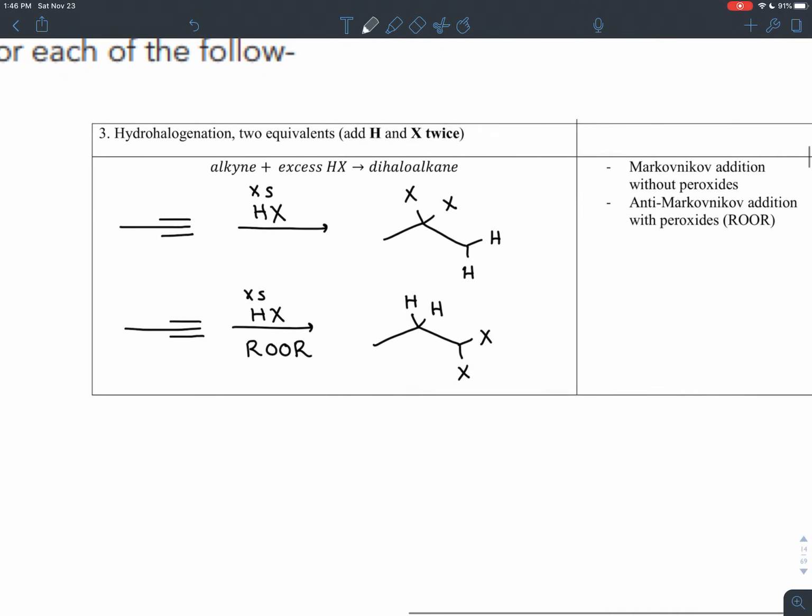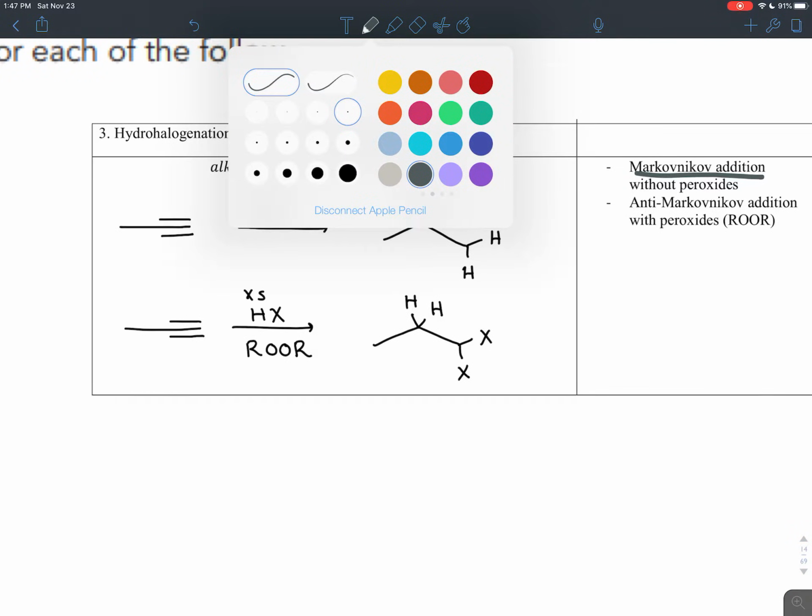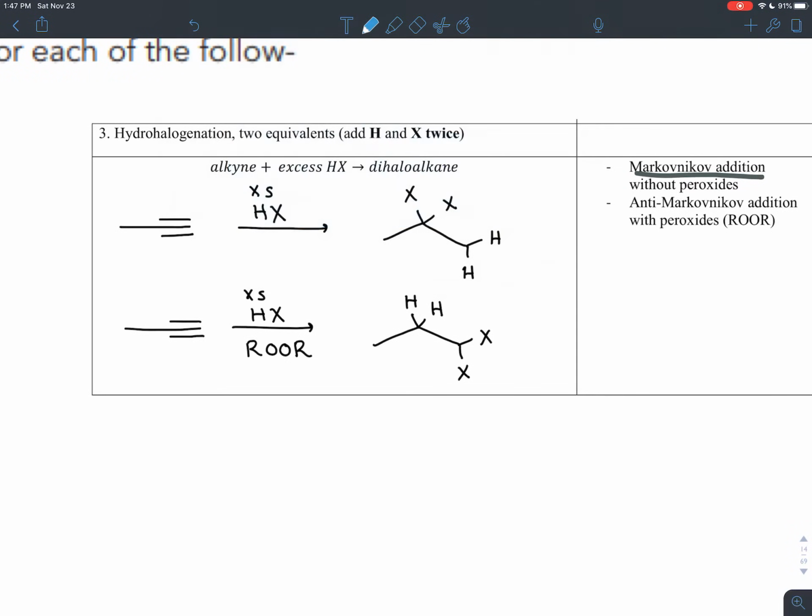So recall that if you just have hydrogen and a halogen, that's a Markovnikov addition. So if you don't have any peroxides, you just have hydrogen and halogen, it's Markovnikov. So the hydrogen goes on the less substituted carbon, and the halogen goes on the more substituted carbon. Notice here, this carbon on the end is only bonded to one other carbon, so it's primary, and this carbon in the middle is bonded to two, so it is secondary. And notice where the hydrogens went. They went on the primary carbon. Notice where the halogens went, the secondary carbon. So that's Markovnikov addition. Hydrogen goes to the less substituted carbon.